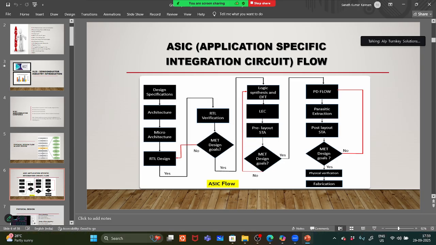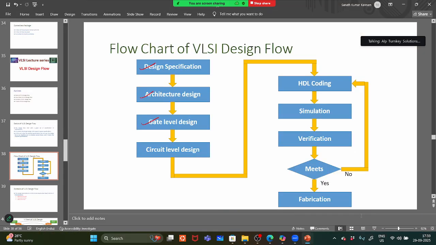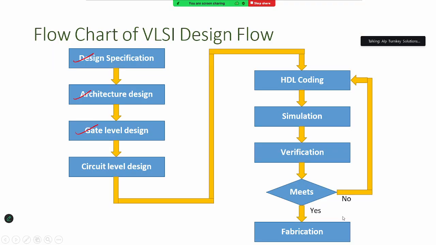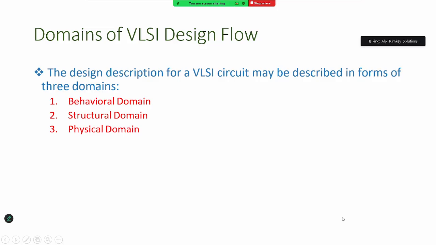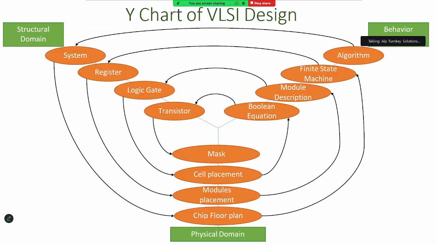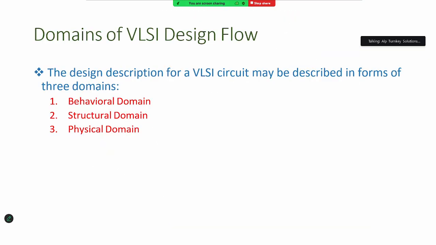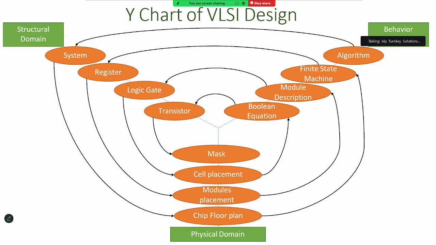Yes. Okay. Next, if I tell this one, you can't understand. That's why I told you. Domains: behavioral domain, structural domain, and physical domain. So see here, this is the Y chart. If you understand the Y chart, then you can understand this VLSI flow. VLSI design flow, first, the Y chart. First, from where will we start? Behavioral domain. It is divided into three parts: behavioral domain, structural domain, and physical domain.